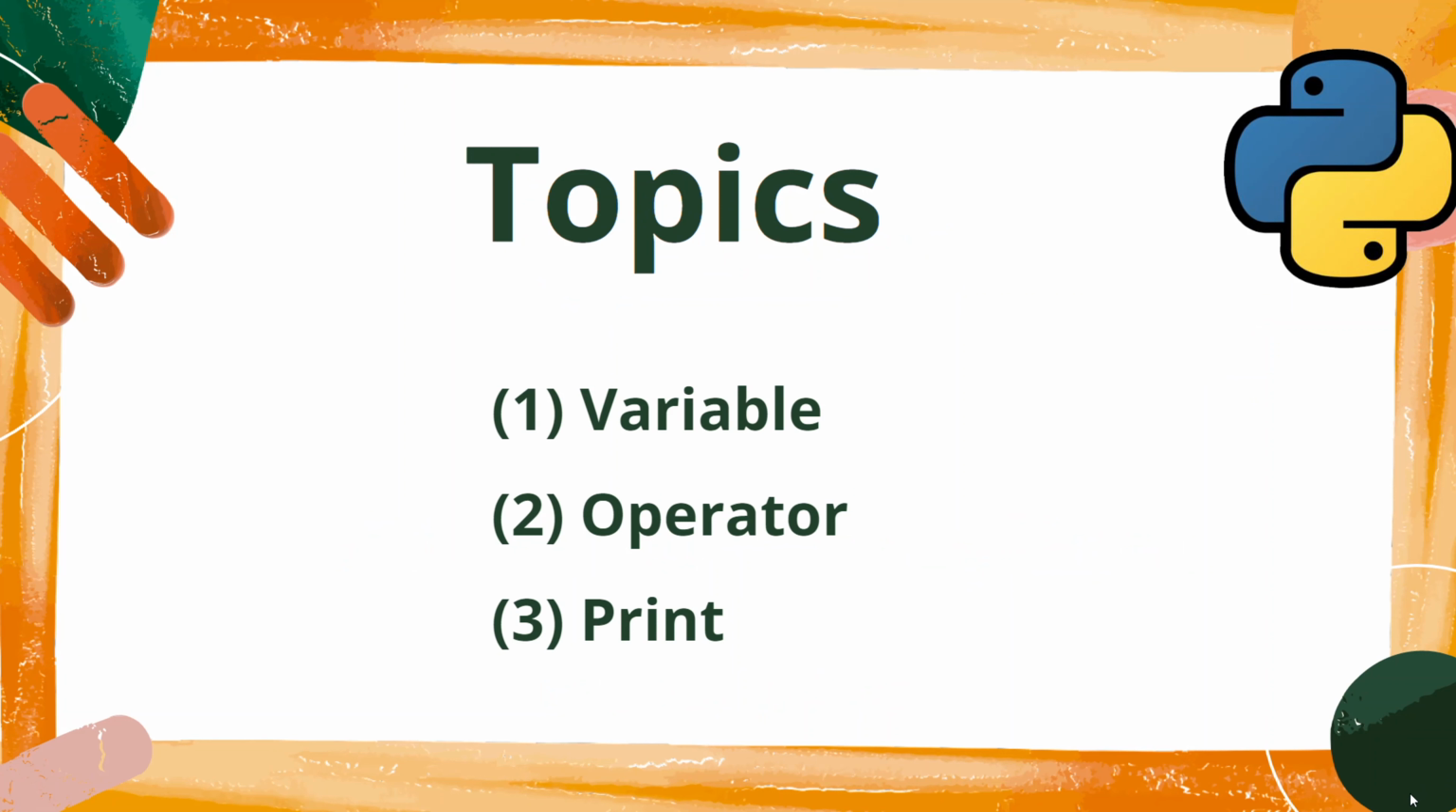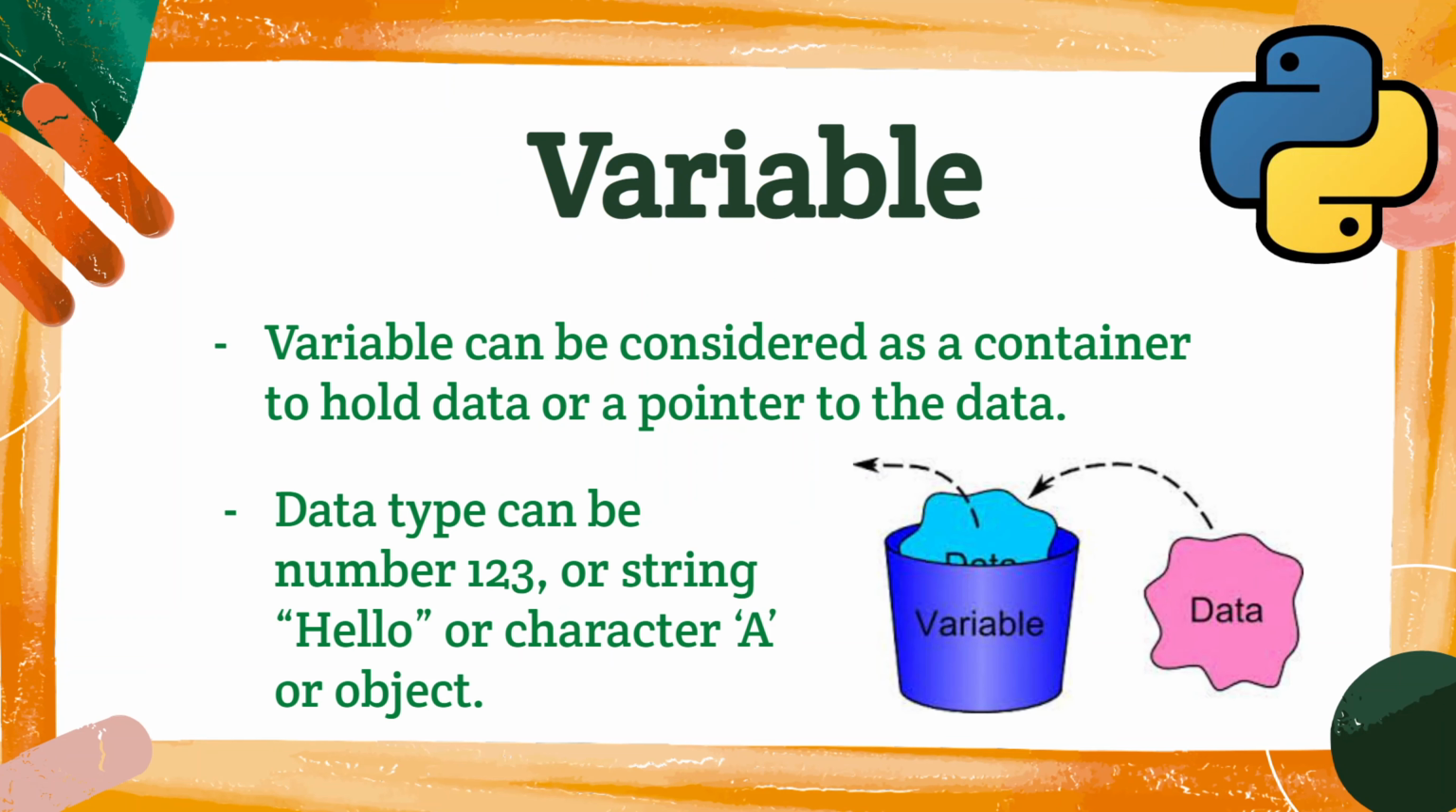Today I will cover 3 topics. First is variable, second is operator, and third is print. In programming, you will rely on variables a lot because a variable is like a container that can store data and reuse it again. For now, you can think of a variable as a container to hold data or a pointer to the data that you can carry around your program.